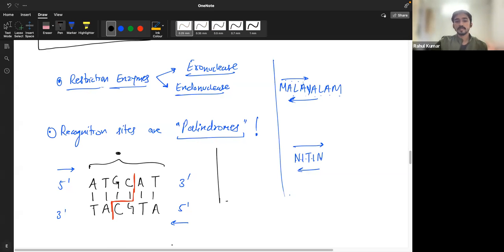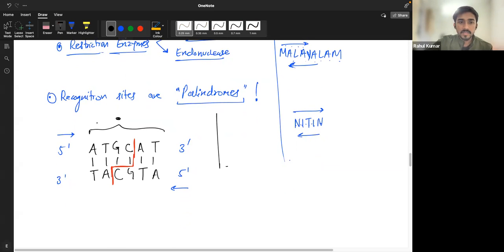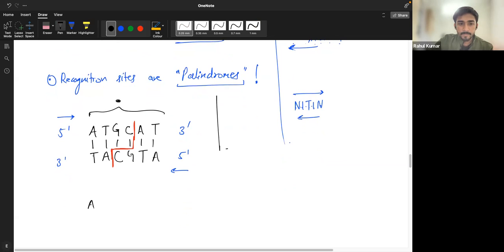When they do this, what is the result that you get? You get ATGC, G and C will be unbound, and here it will be TA. So you will get this, or the other fragment is ATGC, right? So you get these sticky ends.